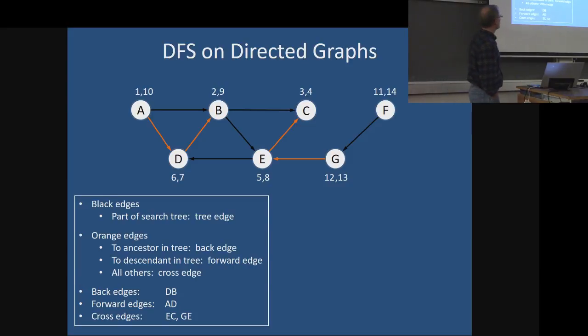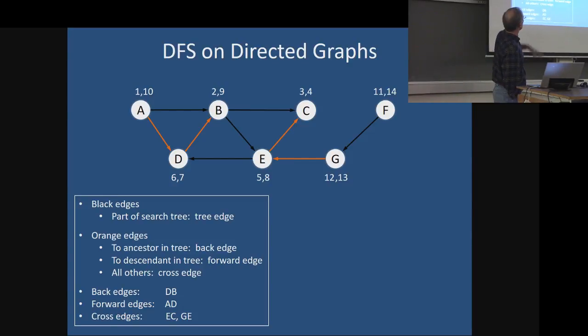Okay, a forward edge goes to a descendant in the tree. So it says here that AD is a forward edge. See why that is? It basically goes from a great-grandparent to a great-grandchild. It goes forward in the tree. That's a forward edge. And anything else is a cross edge.